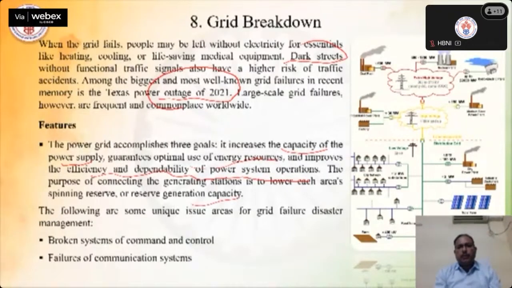The grid background can impact a lot, but the power grid helps a lot in development, as I've shown you in the figures also. It has a very big role. The following are some unique issues for grid disaster management. First, broken systems of command and control and failures of the communication system. If the grid fails, you are not getting proper listing and it got failed.